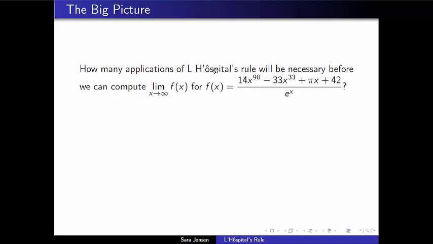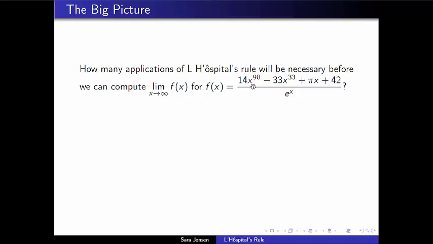Well, when I take the derivative of the exponential, it's going to remain exponential. And in fact, the derivative of e to the x is just e to the x. So no matter how many times I apply L'Hopital's rule, the denominator is going to stay the same.